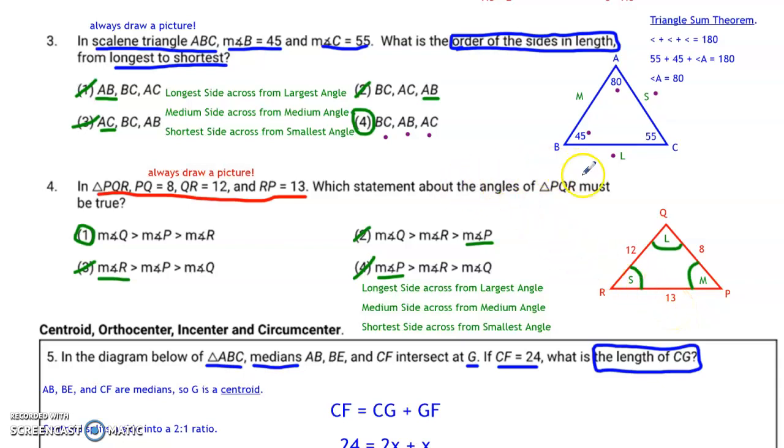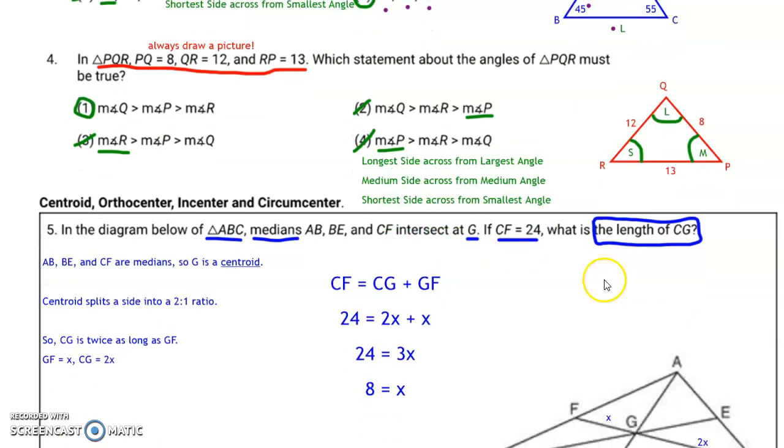Which statement about the angles of PQR must be true? Well, if this is the longest side, this is the largest angle. So angle Q is the largest. That means that angle Q has to be first in this inequality because angle Q would be greater than angle P, greater than angle R. It wouldn't make sense that angle R is the greatest one because angle R is, as a matter of fact, the smallest one. This one is possible because it has angle Q as the largest one, but it says that angle P is the smallest one. And here we have labeled angle P is actually the medium one.